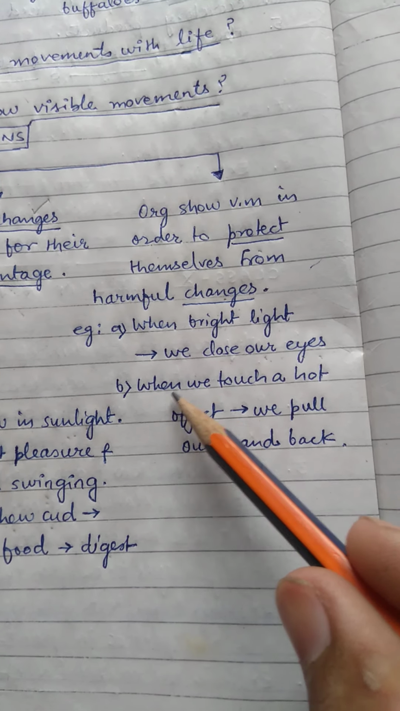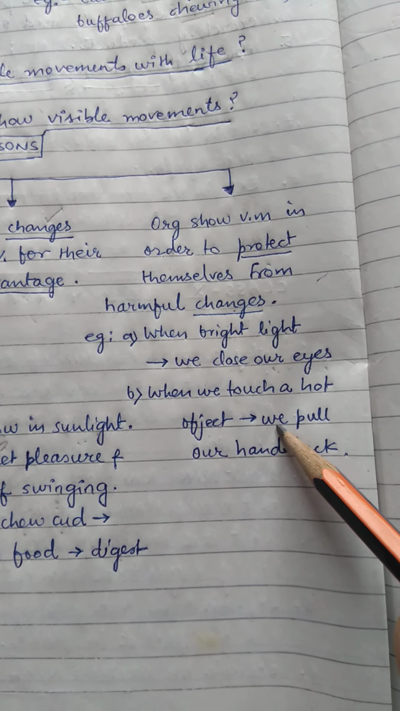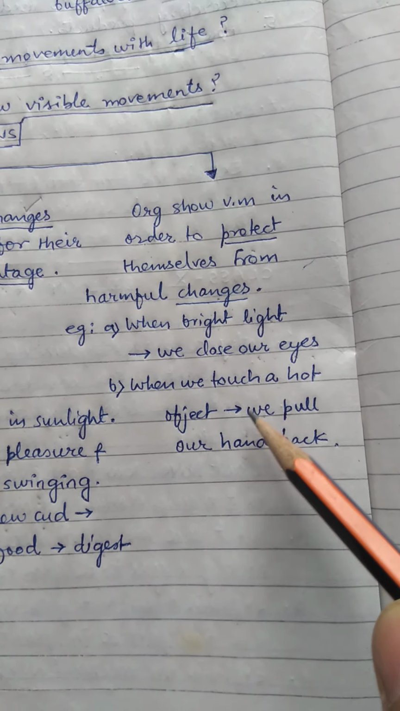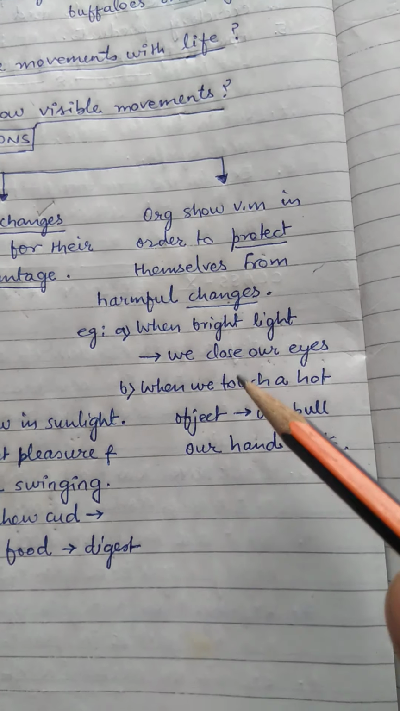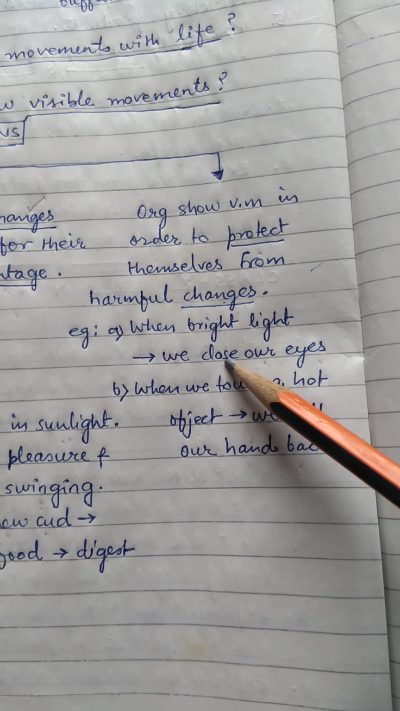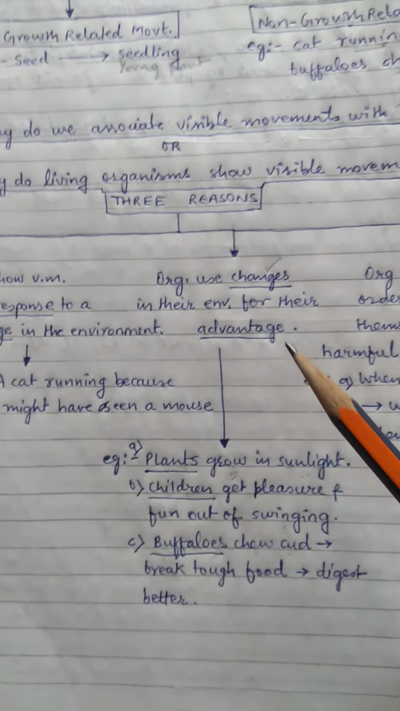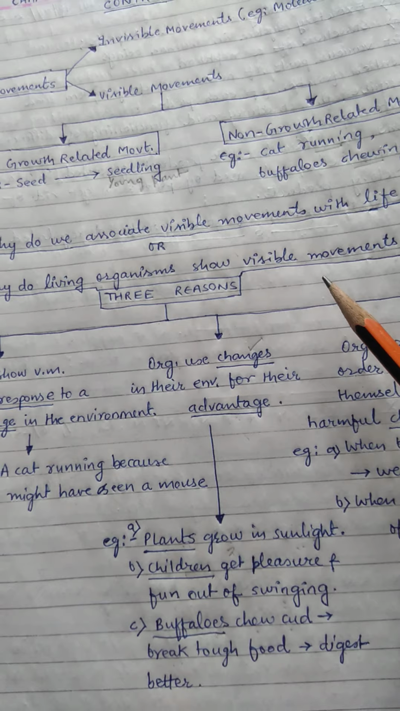On the other hand, if we suddenly, accidentally touch a hot object, we show the visible movement by pulling our hand back immediately. So in this case and in the first case, in both these 2 cases, it is clear that the living organisms are showing a visible movement in order to protect themselves. So these are the 3 reasons why living organisms show visible movements.